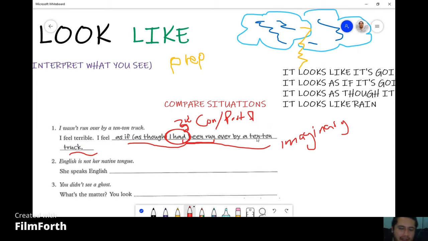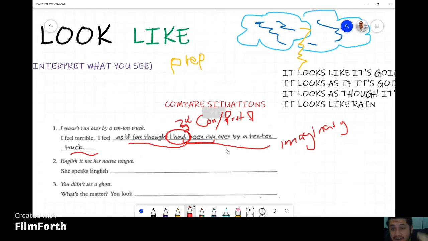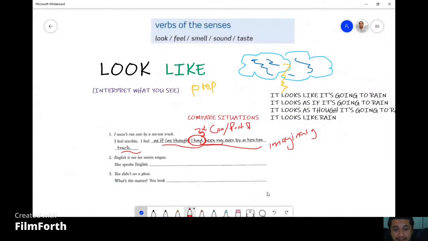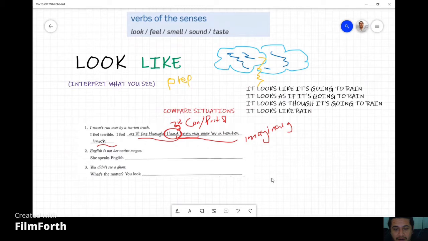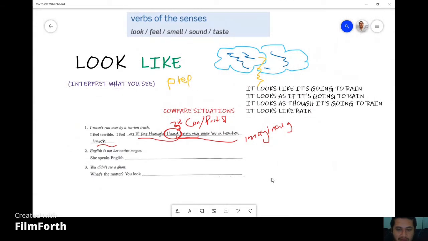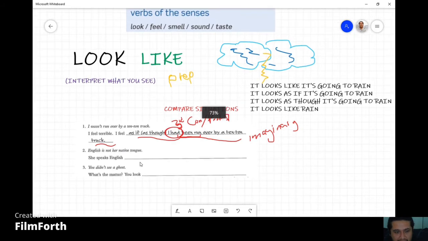If you translate it into Spanish, it would be like, me siento como si me hubiera atropellado un tractocamión de muchas toneladas, como de 10 toneladas más o menos. Bueno, so this is really good. To make comparisons like this, if you are going to prepare for your speaking test or something like this, comparing the situation using this structure will give you more points.